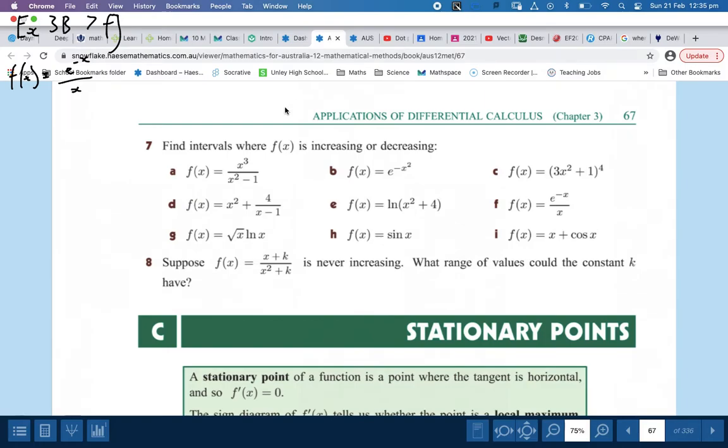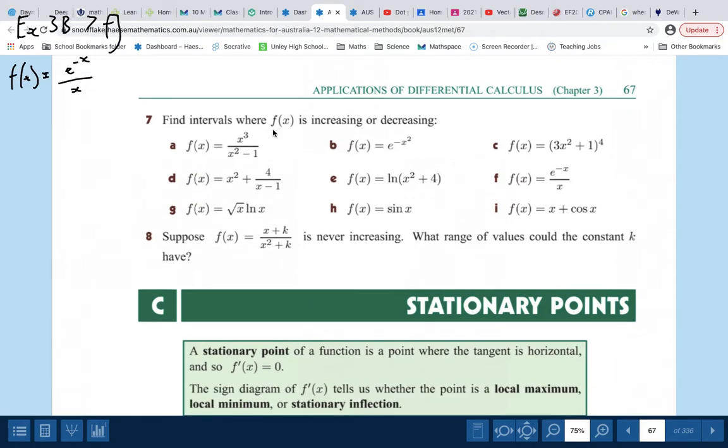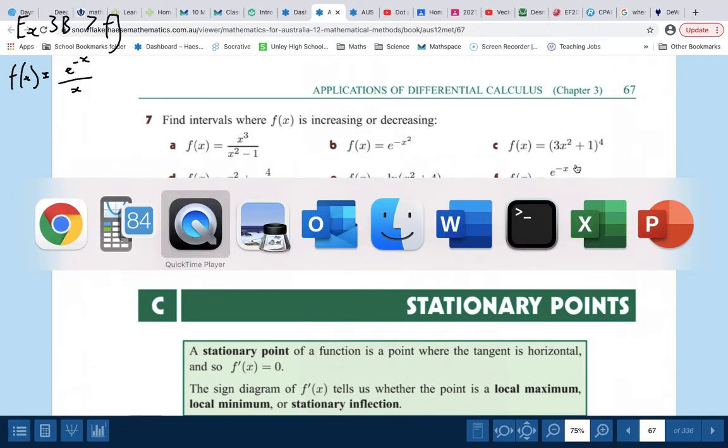Okay, exercise 3B, question 7F. Now, I'll try and do this question quickly. Somebody asked about this question, so that's why I wanted to do it as a video. And let me just try and say the words that I'm thinking.